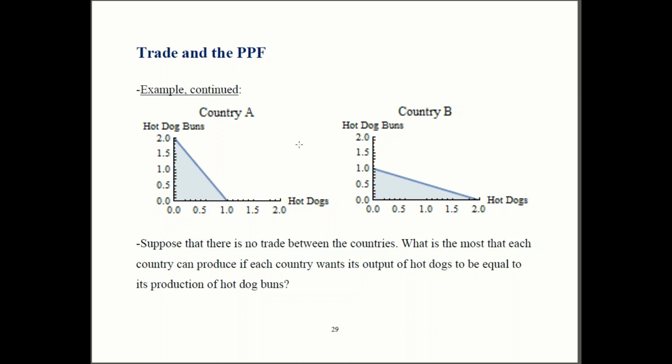Oh, one last thing before you work on that. The most common wrong answer I hear is that a lot of students say each country can produce 0.5 hot dogs and 0.5 hot dog buns. That is not true. They can do better than that. See, 0.5 is on the interior here, so that is not the best. You can do more than that. So go ahead, pause the video, do some math, and figure out how much each country can produce. They want to have an equal number of hot dogs and hot dog buns.